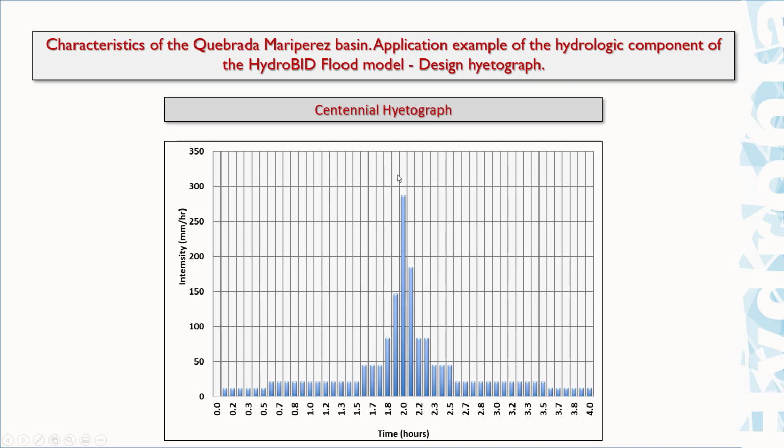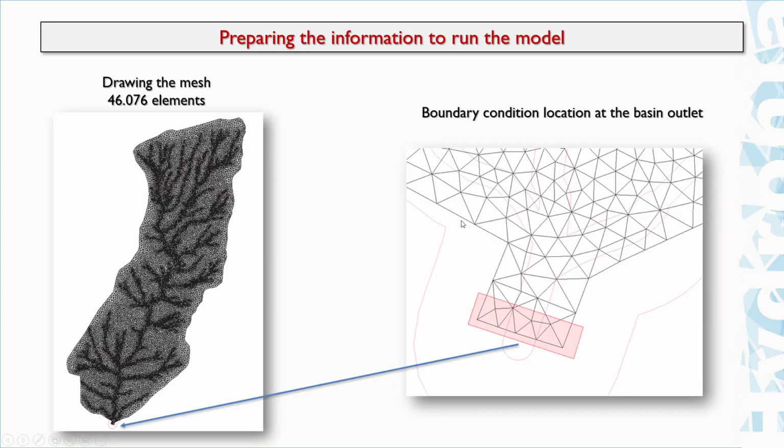This is the hyetograph that is going to be the centennial hyetograph. The return period of the hyetograph is 100 years. We are considering a 4-hour storm, a storm of 4 hours duration. And that's going to be the meteorological input data to the system, to the HydroBID flood model.